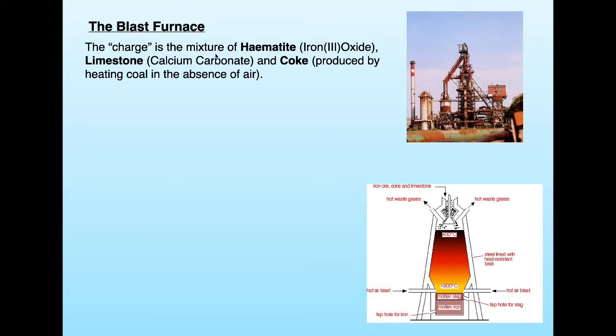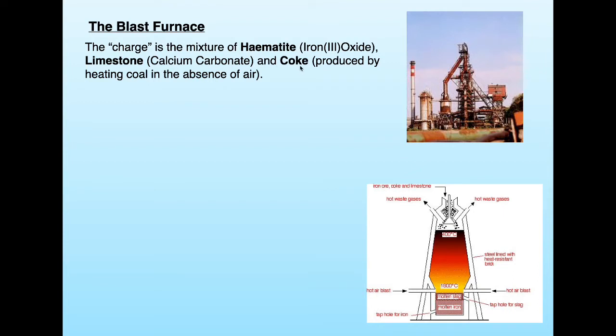You need three things. You put three things into the top of the blast furnace. It's called the charge, and they contain iron ore, coke, and limestone. So the iron ore is hematite, which is mainly iron 3 oxide. Limestone, calcium carbonate mainly, and coke.